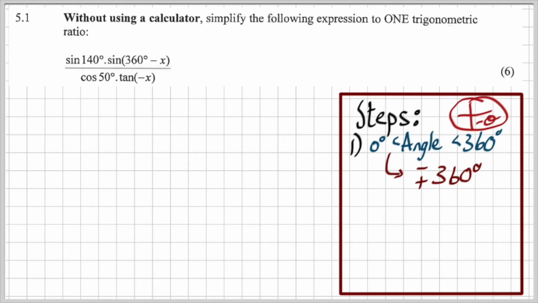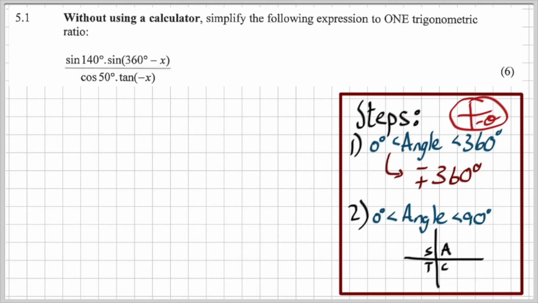Once the angles are between 0 and 360, I look at getting the angles between 0 and 90. How do I do that? By using the CAST diagram. But not co-functions, ladies and gentlemen, just the normal CAST functions. My students overthink trigonometry. So I'm going to tell you, just do these first two steps properly, and the rest will fall into place.